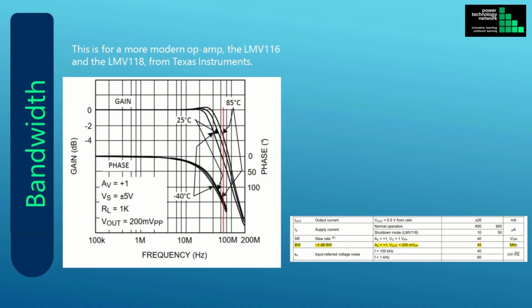At 45 MHz, the phase shift between the input and output is about 150 degrees. The open-loop bandwidth for these two op-amps is specified as 45 MHz. The vertical red line is drawn up from 45 MHz to indicate where the bandwidth is on this graph.